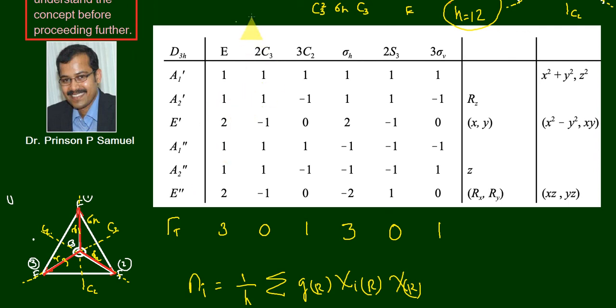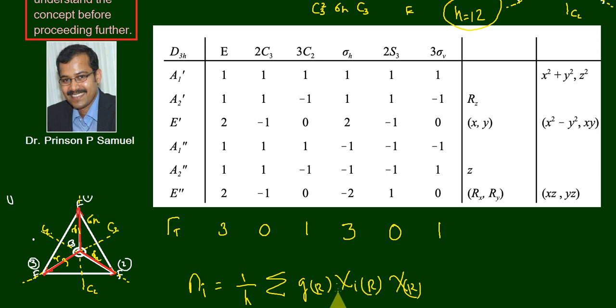For example, if you are looking at the operation C3, and C3 belongs to a particular class, and in that class there are two elements, that is why it is written 2C3. So gR in that case is equal to 2. Like that, if you are going for sigma v, then there are 3 sigma v's, so gR in that case is equal to 3. So corresponding to each operation, there will be a corresponding gR value. That gR value is the number of elements in the class represented by the operation R.